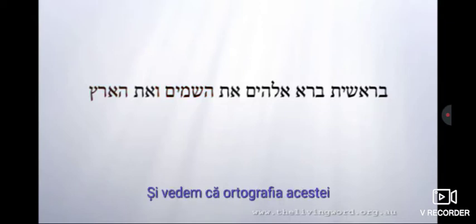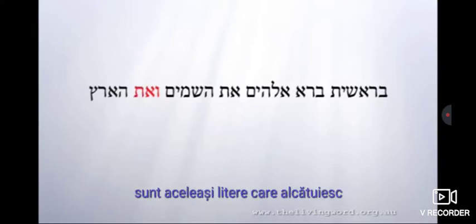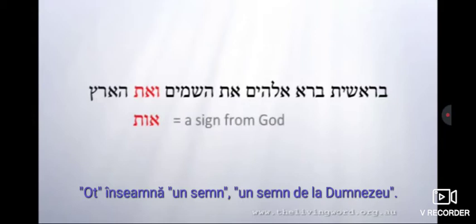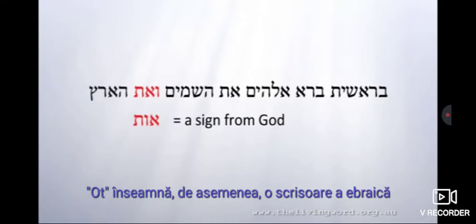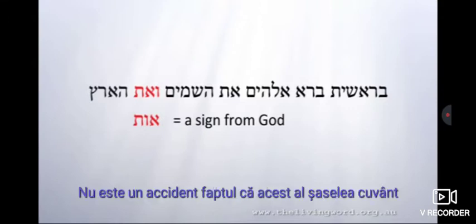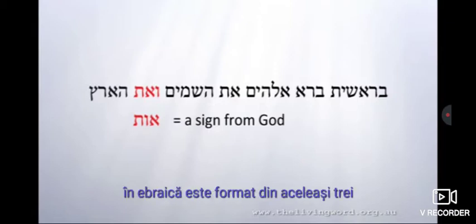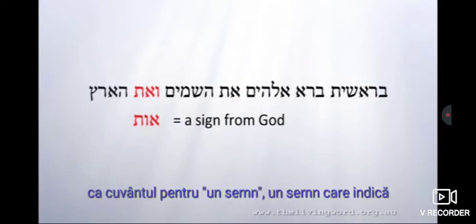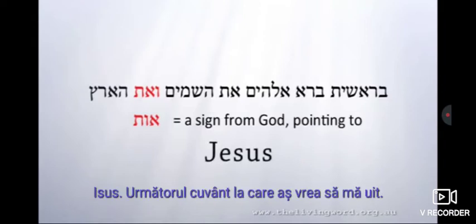And we see that the spelling of this word, vav aleph tav, are the same letters that make up the word ot. Ot means a sign from God. Ot also means a letter of the Hebrew alphabet. It is no accident that this sixth word in Genesis 1:1 in Hebrew is made up of the same three letters as the word for a sign pointing to Jesus.